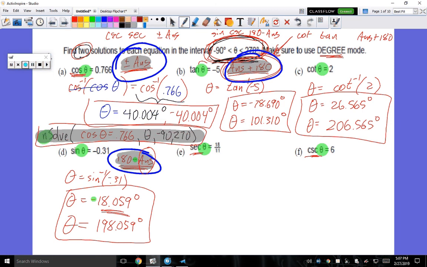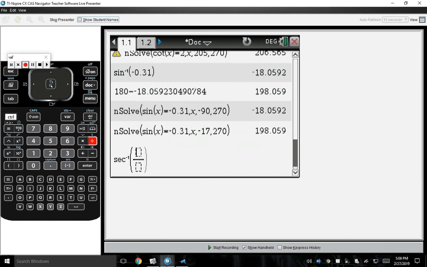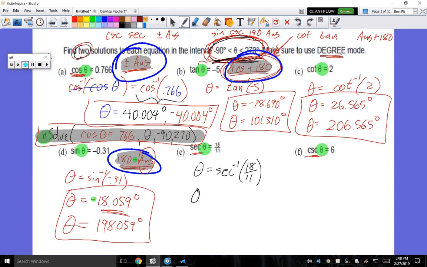Okay? So now we know when we can use the solve feature and when we cannot. So for E and F, we cannot use the solve feature, so we're going to go straight to the math. So we're going to take the arc secant of 18 over 11, and this is theta, and let's see what we get. So we're going to go arc secant, and then control divide, and our fraction is 18 over 11. And we get 52.330. So theta is equal to 52.330 degrees. And it's going to be the plus and minus version because it's just like cosine. So I have a positive and a negative version.